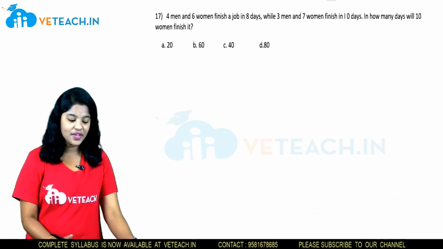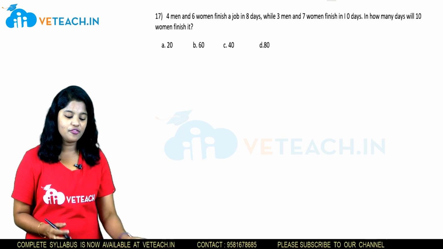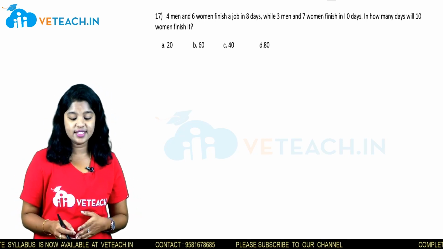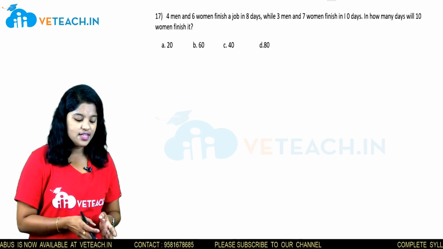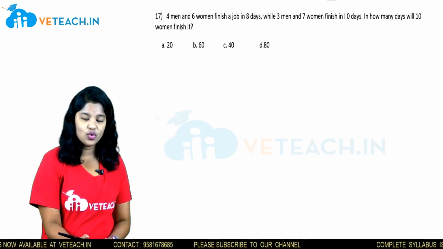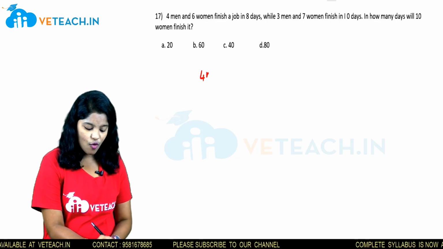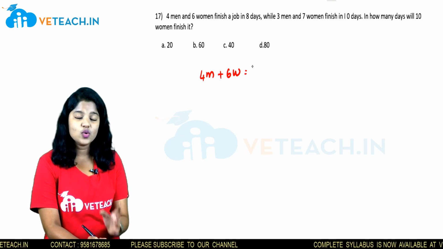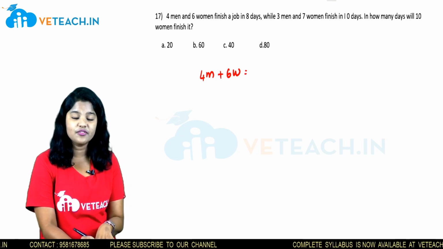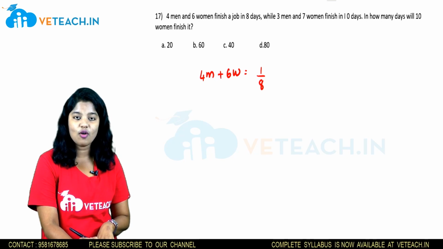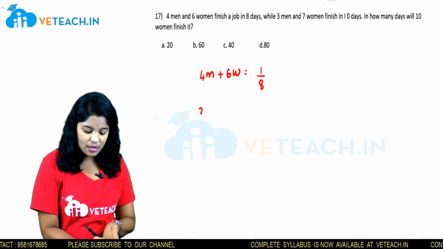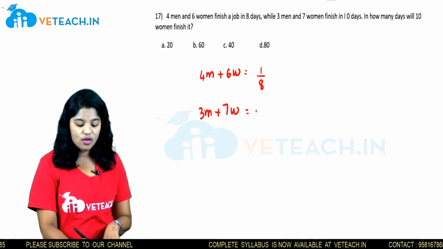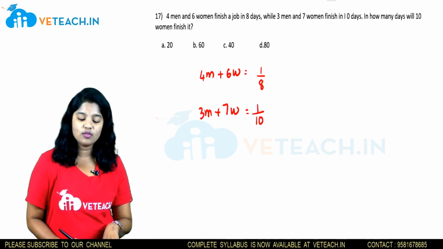See the next question. 4 men and 6 women can finish a job in 8 days, while 3 men and 7 women finish it in 10 days. In how many days will 10 women finish it? So write down the given data. 4 men and 6 women can finish a job in 8 days, so in a single day, 4 men and 6 women complete 1/8 part of the work. Next, 3 men and 7 women can complete the work in 10 days, so in a day, they can complete 1/10 of the work.